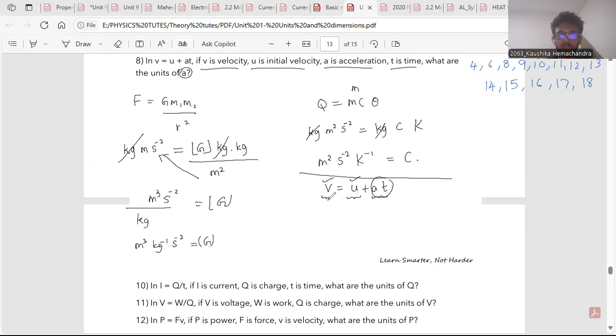So what's velocity? That's meters per second, no? And that should be this A into T. A is acceleration, they are asking us that. T is time. So A into seconds. So seconds go to the other side, right? So m s^-1 over s equals acceleration. So that's m s^-2. Okay.